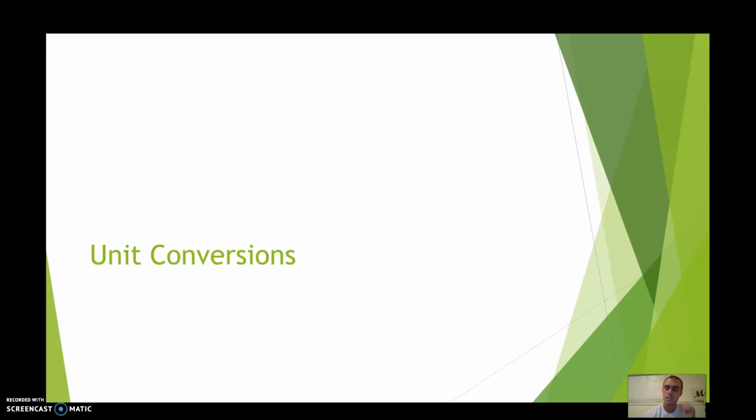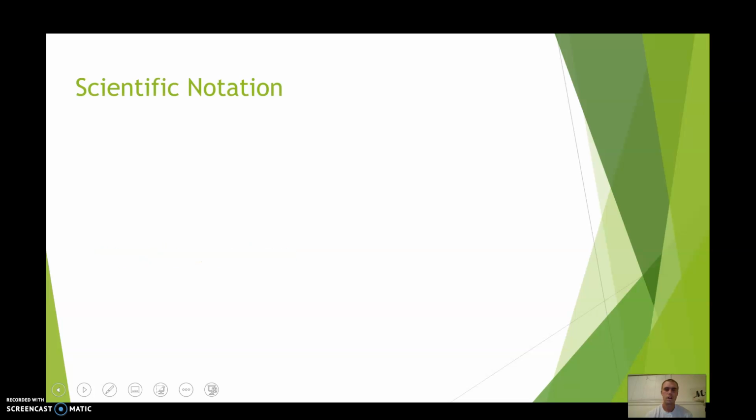So we're going to talk unit conversions. Before we get to unit conversions, though, we need to talk a little bit about scientific notation. Hopefully for most, if not all of you, this information is going to be review, so I'm going to go fast through this. If you need to pause it and rewind it, go for it. Not a bad thing, but hopefully this is review.